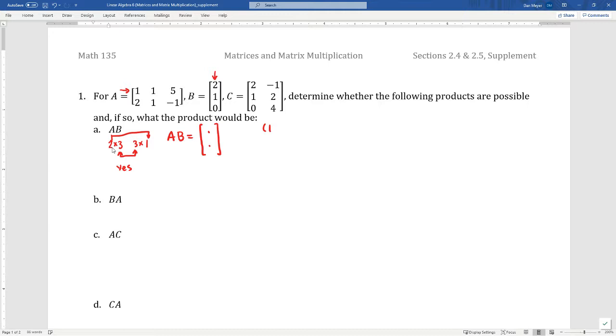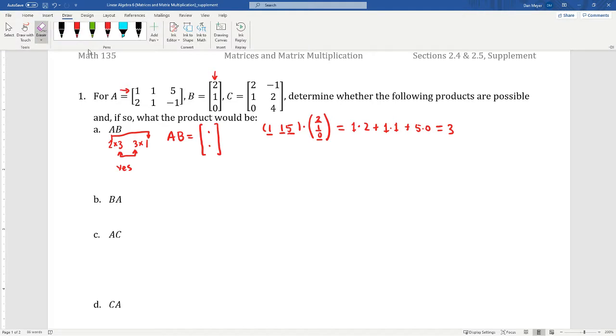So we're doing 1, 1, 5 times 2, 1, 0. Doing our row times column operation, that would be 1 times 2, plus 1 times 1, plus 5 times 0. And that gives us 3. So that's the very first entry in A times B.